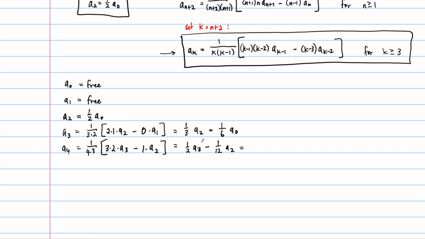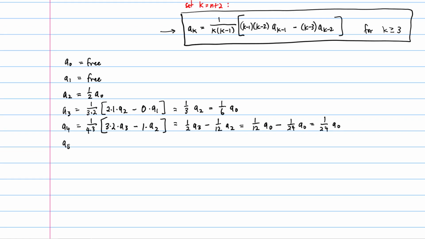So this one's now going to become a sub 3 is this one. So this will be 1/12 a sub 0 minus 1/24 a sub 0, which is, of course, 1/24 a sub 0. So notice, just based on the way these are going, these are all going to be in terms of a sub 0 except for this one, which is a sub 1. Okay, so a5, then this is the last one that we need for this example.